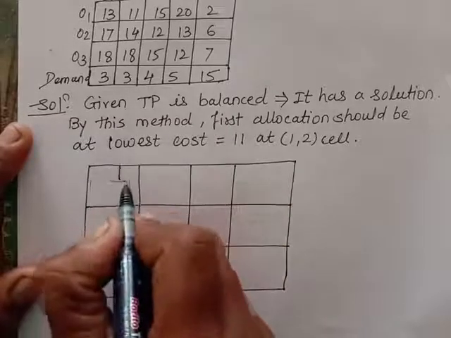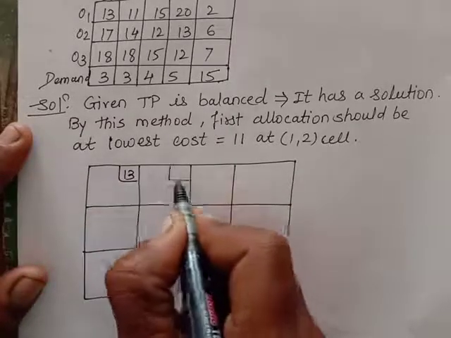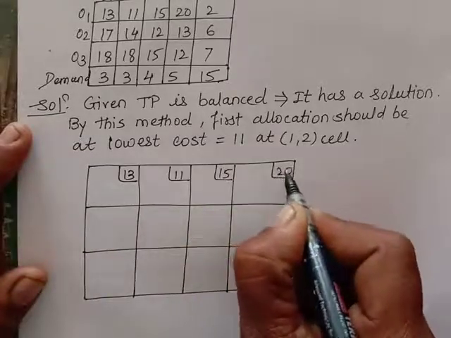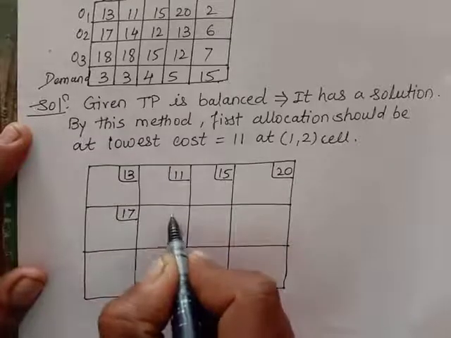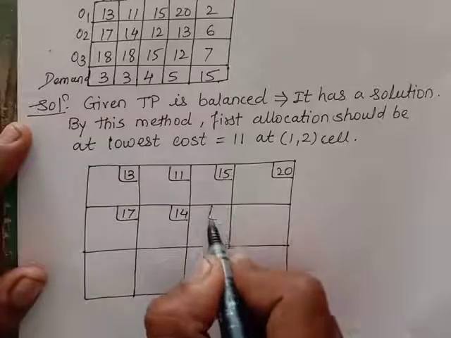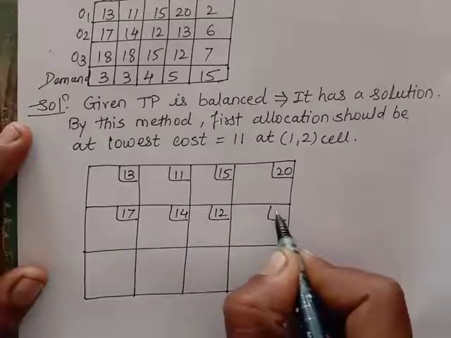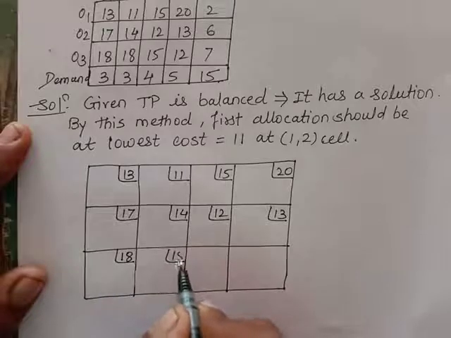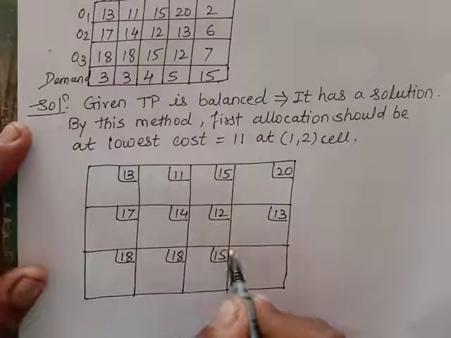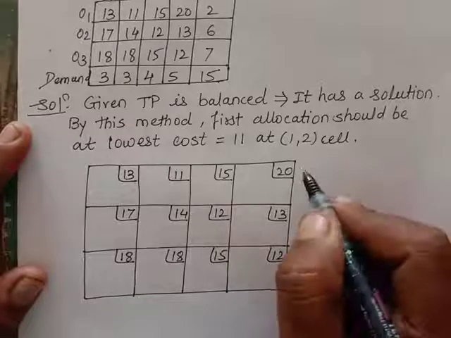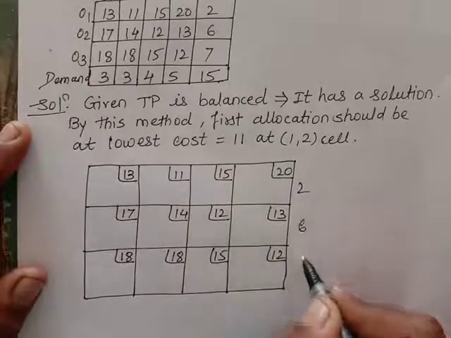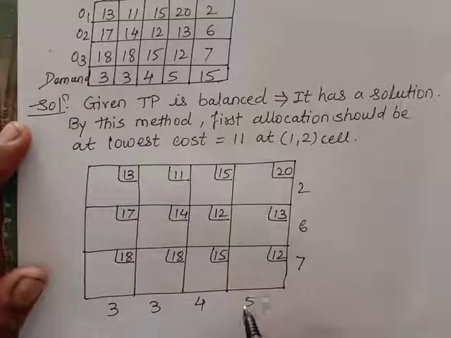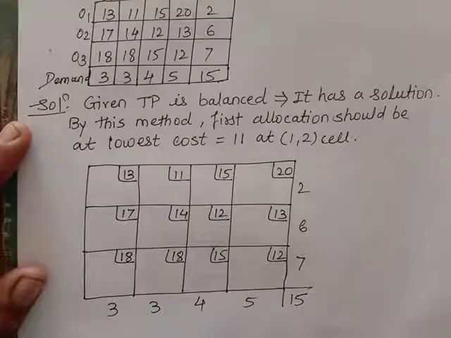So here 13, 11, 15, 20, 17, 14, 12, 13, 18, 18, 15 and 12. Here the supply is 2, 6, 7, the demand is 3, 3, 4, 5, and the total is 15.